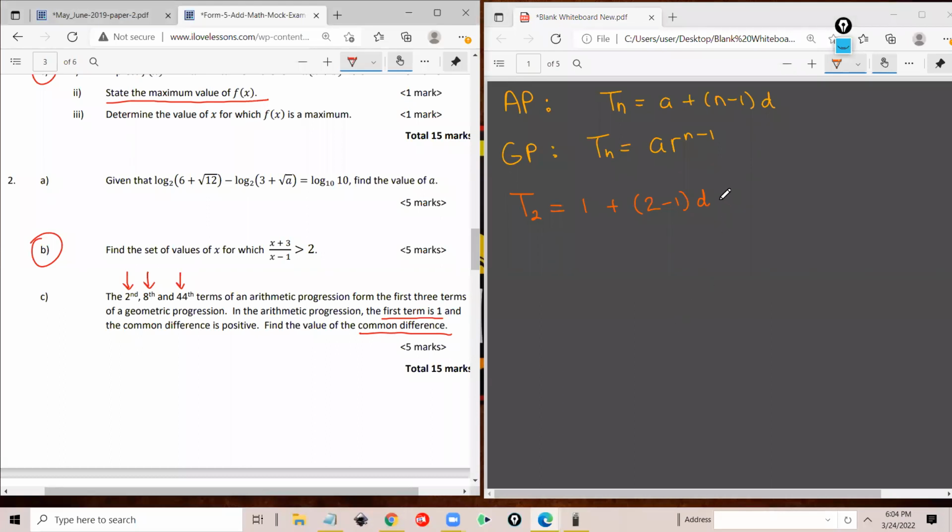So if we try to simplify this, 1 plus, and then, well, 2 minus 1 is 1. So it's 1d. We're going to end up with 1 plus 1 by d is d. So the expression for the second term is 1 plus d. You think you could do something similar for me for T8 because they're asking for T8, and you could do something similar for T44 for me? Get an expression for T8 and T44 for me. We will see how we can move forward from there.